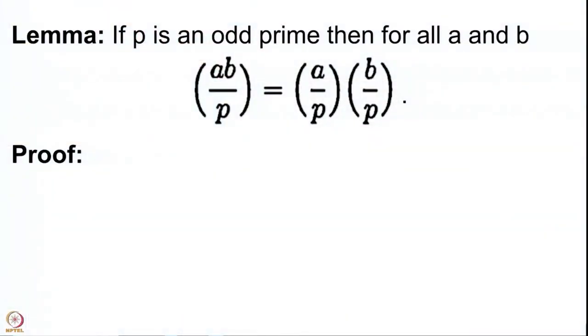So, this is the first lemma that we have in that direction. We will start with an odd prime P. Then, for every A and B in the set of natural numbers, so you are taking A and B coming from N, we always have that the Legendre symbol of AB with respect to P is the product of the Legendre symbols of A and B with respect to P.